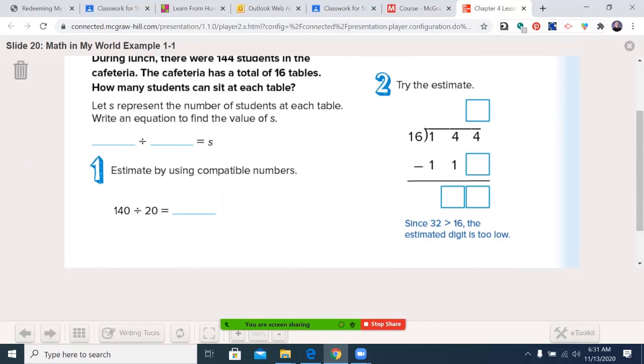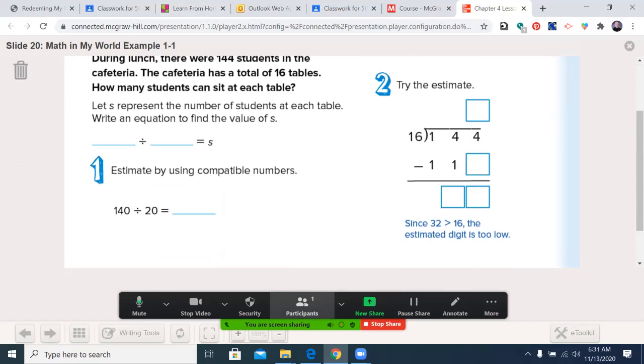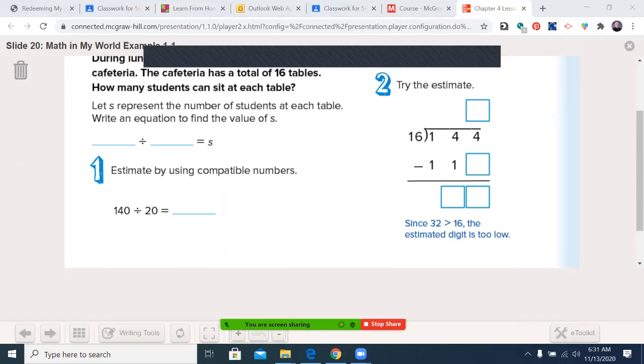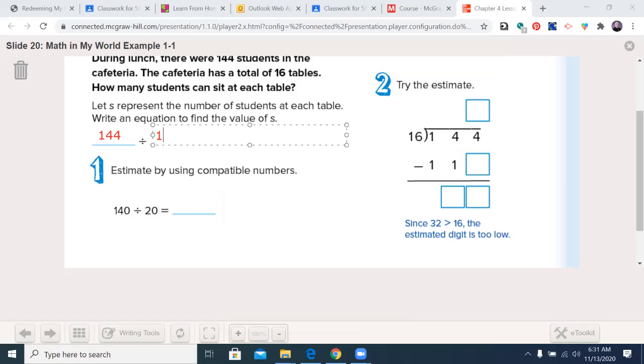And it says during lunch, there were 144 students in the cafeteria. Cafeteria has a total of 16 tables. How many students can sit at each table? So I pull out 144 and 16, and let's grab my annotation tool here. That is going to be the problem I'm solving. And it's going to equal S for students.